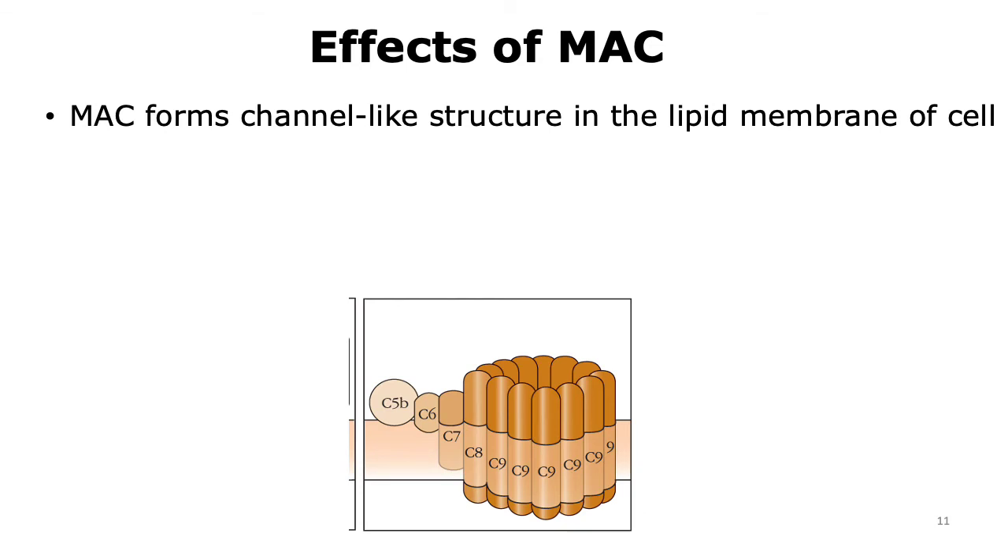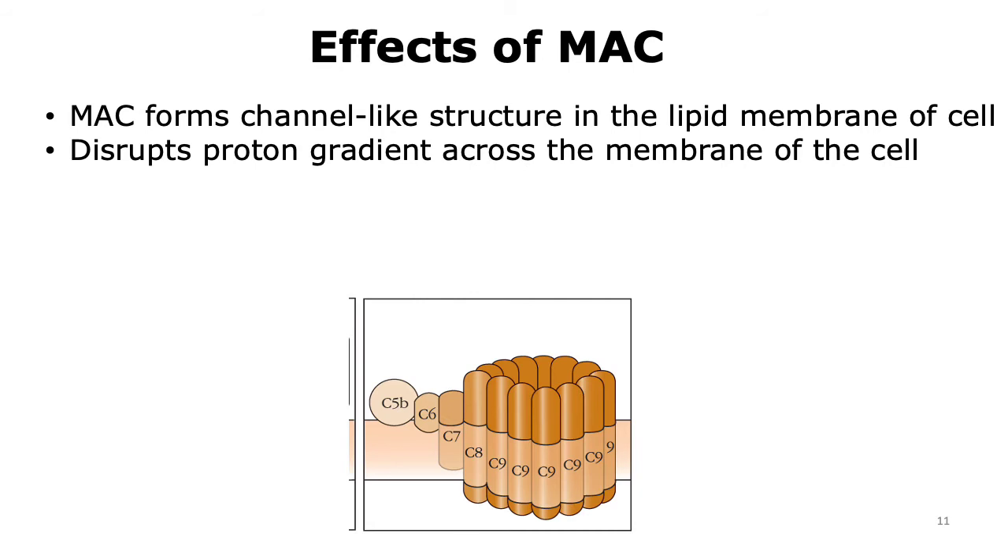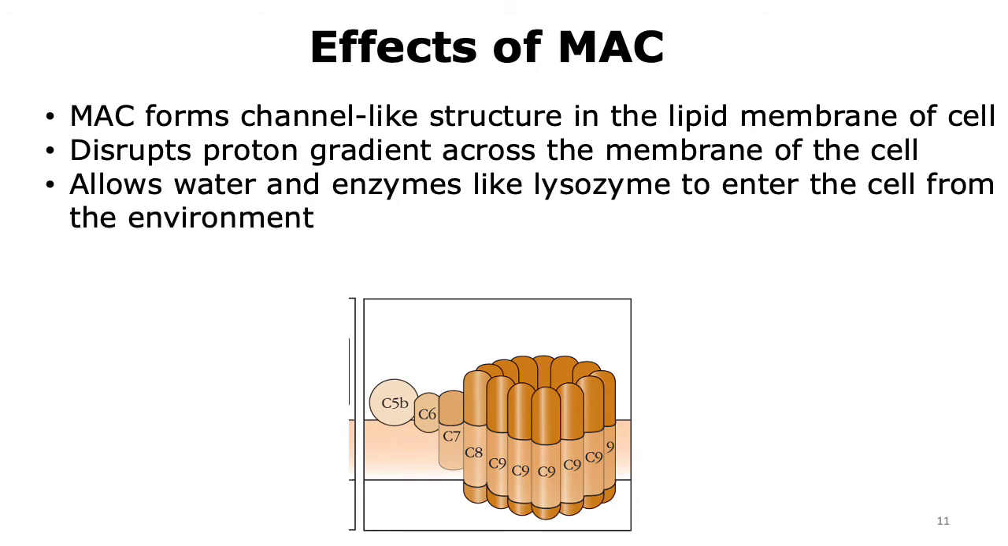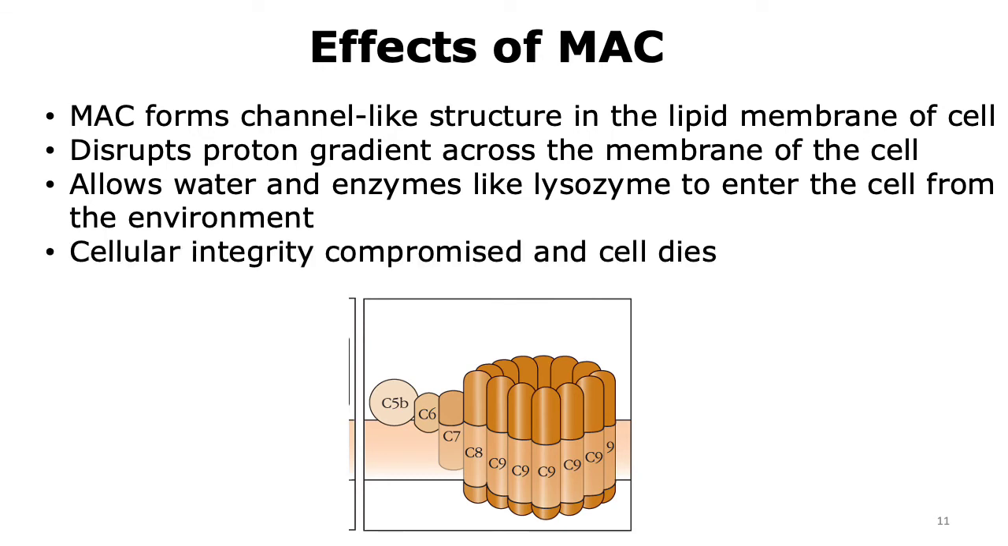The membrane attack complex forms a channel-like structure in that phospholipid bilayer of the pathogen. And this pore-like structure is able to disrupt the proton gradient across the membrane of the cell because it allows the flow of different ions and other substances between the cell and the environment. The membrane attack complex also allows water and enzymes like lysozyme to enter the cell from the environment, and thus the cellular integrity is compromised, which results in the death of that cell.